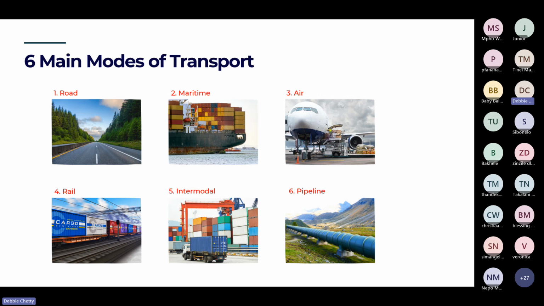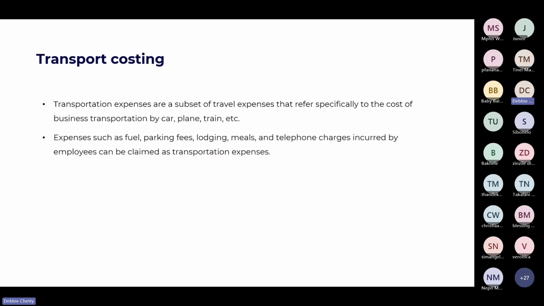Pipeline is a much older mode of transport, and each one of these modes is explained in detail in your study guide as well. Okay, so with every mode that you choose, there's always costing attached to it. Transportation costs are a subset of travel expenses that refer specifically to the cost of business transportation by car, plane, train, etc. Right? So it's all the costs involved when using a specific mode of transport.